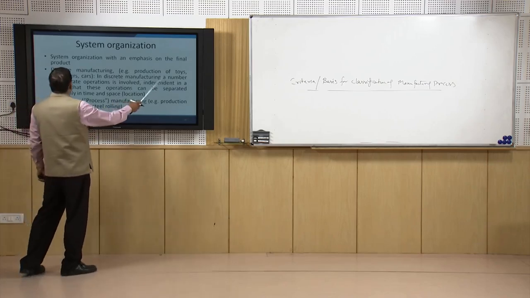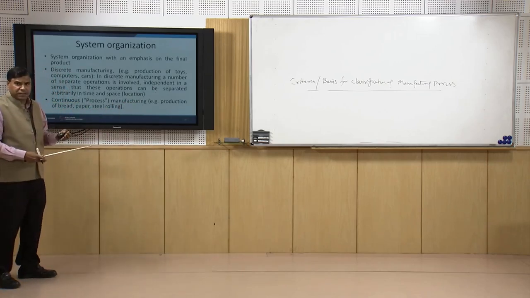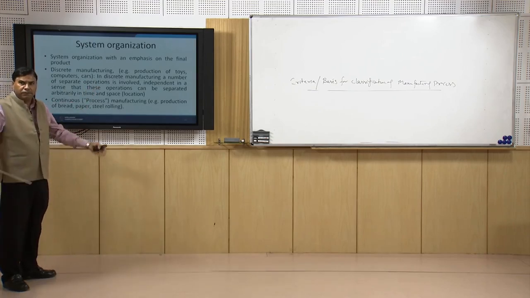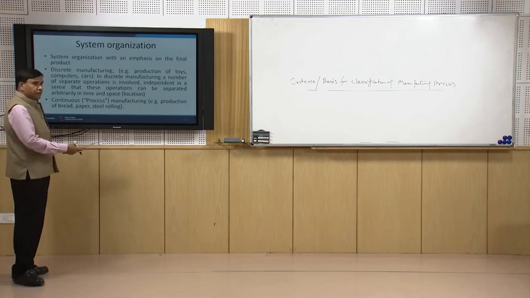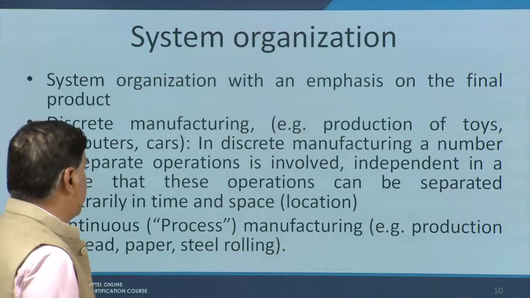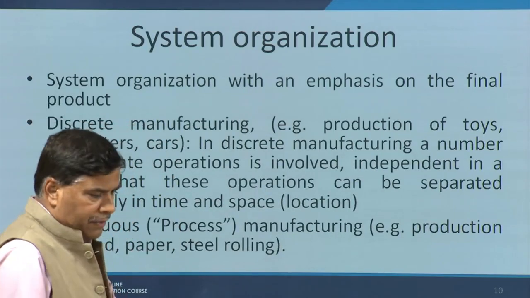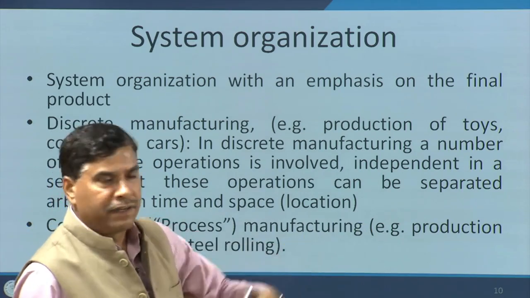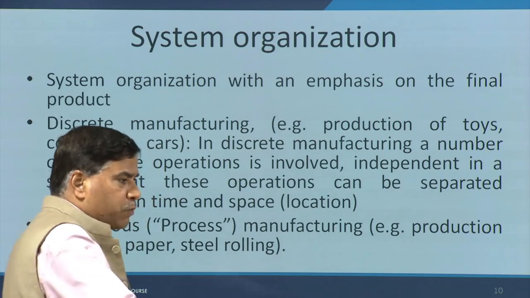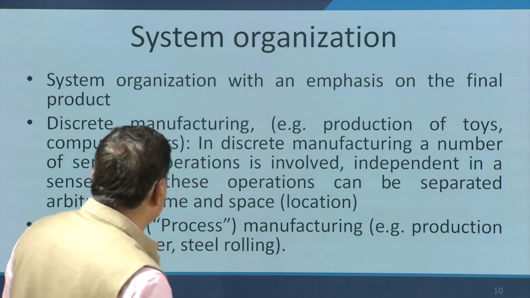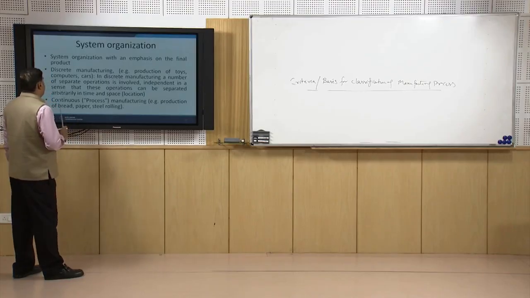The production of toys, computers and cars is based on this kind of logic, where the different components can be made at different locations and different times, then brought together to be assembled, so that the desired final usable products can be made. In continuous manufacturing, the raw material enters in the beginning and then comes out in the form of the final product at the end. So, there is a continuous flow of material from beginning to end until it takes the final shape of the final product. Examples of continuous processing are the production of bread or paper or steel rolling, etc.